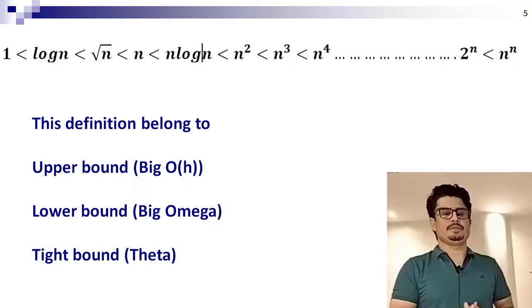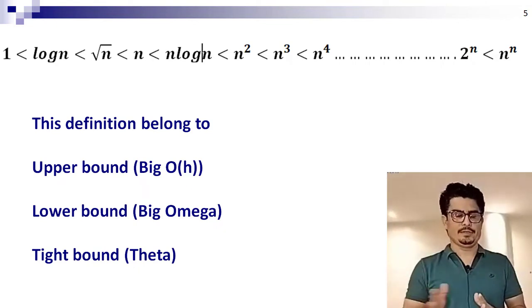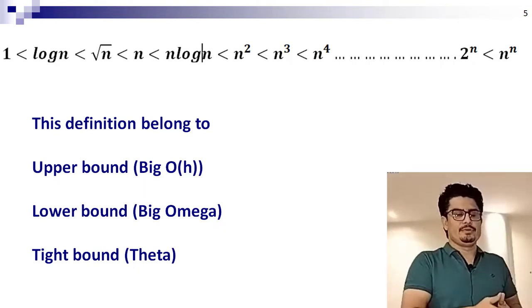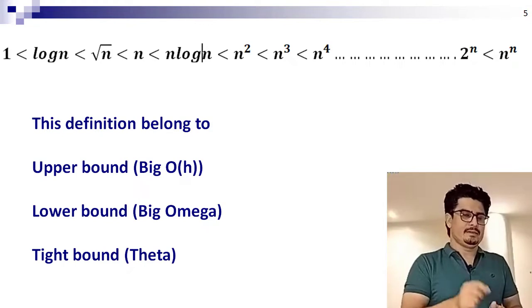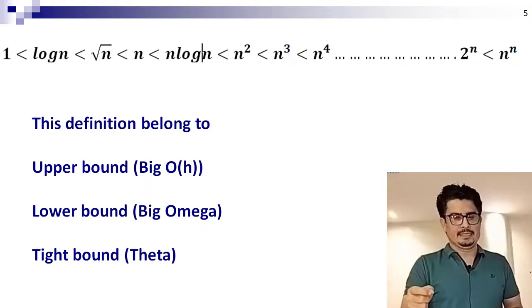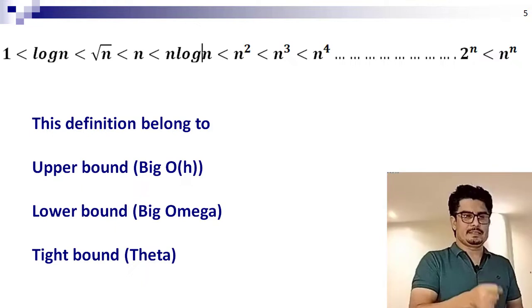So this is all about the upper bound, lower bound, and average bound. In the next video, we will have some examples on time complexity, and we will discuss it in detail.